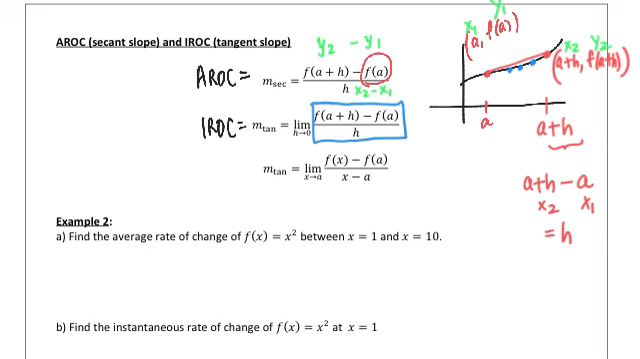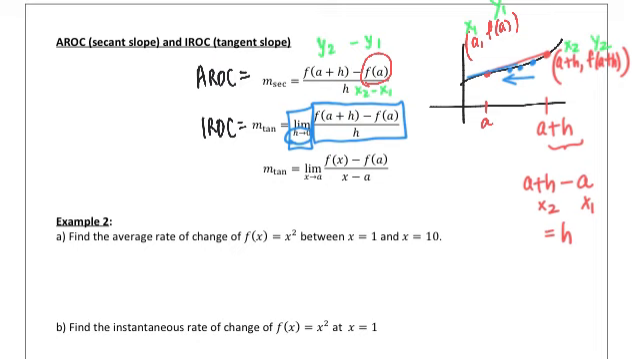Keep on doing that calculation as you bring the second point closer and closer to the first point. Well, the second point is h away from the first point. So if you're bringing the second point closer and closer, then effectively you're taking h to 0. And that's why we have this limit statement, right? The limit as h approaches 0 of f of a plus h minus f of a over h. That is in fact the slope of the tangent line, right?